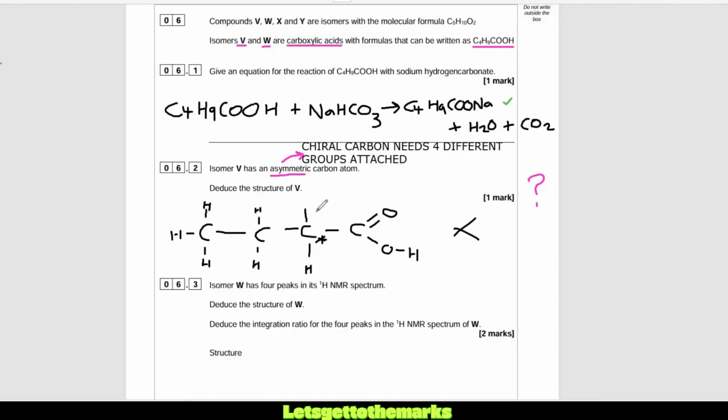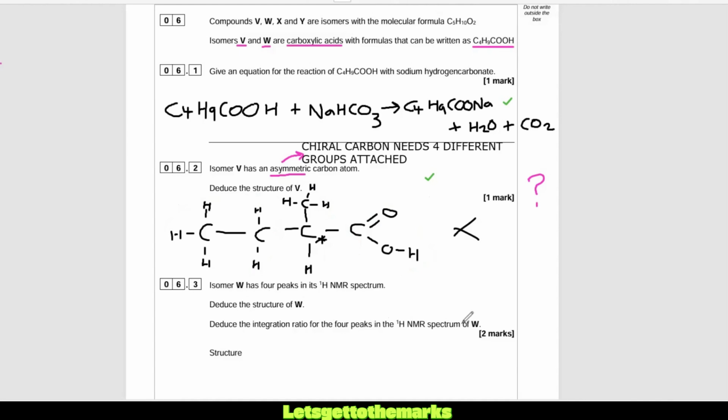So what I've done is I've moved the first carbon down and stuck it coming off the carbon number 2, or the fifth carbon, sorry, and attached it to carbon number 2. Carbon 1 will always be the one with the carboxylic acid. It takes priority. So we've got an ethyl group, a methyl group, a hydrogen atom, and a carboxylic acid group. That is a chiral carbon, asymmetric carbon atom, isomer V.